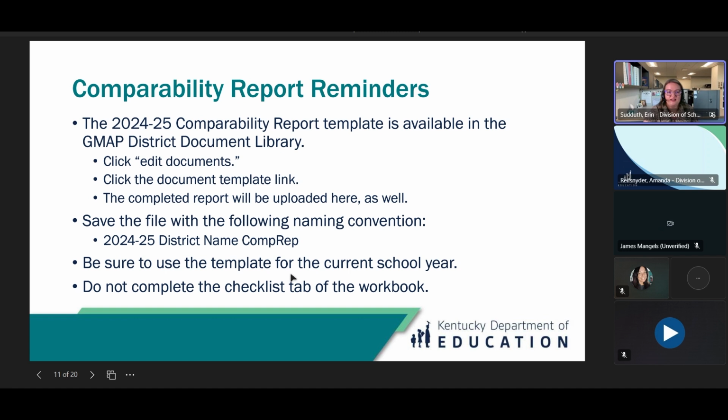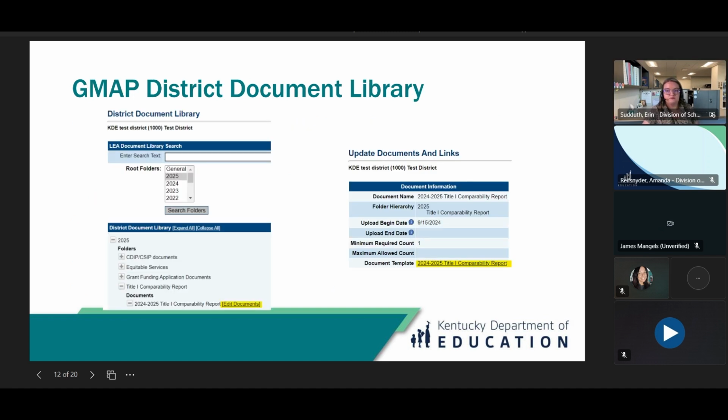Be sure that you are using the template for the current school year. We do update the workbook every year so that all of the dates in it are correct, so make sure you are using the right one. And there is a tab of the workbook for the checklist. You don't need to complete this. This is just for KDE consultants to use as they're reviewing and approving your report. There is that PDF copy of the checklist on the Title I webpage that I just mentioned, and you can use that as a reference, and then you'll just leave the tab within the workbook blank.